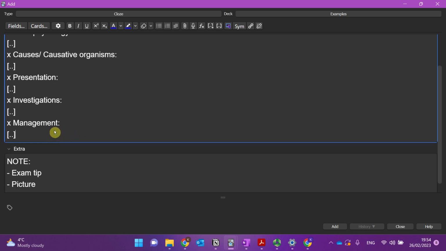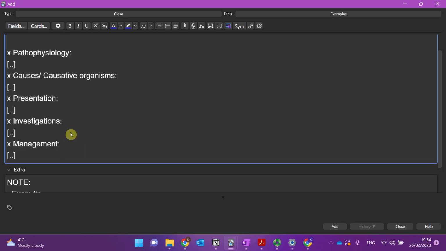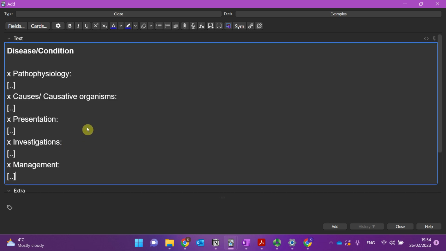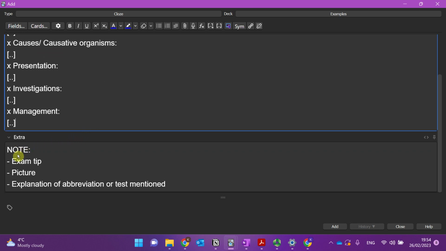And then management, basically, what medications would you give? What referrals would you do, or any operations, or whether it's self-resolving, that sort of thing. Of course, I'll show you some examples of some actual cards, but I'm just showing you the basic structure of it. And in the extra, I basically never leave it empty.